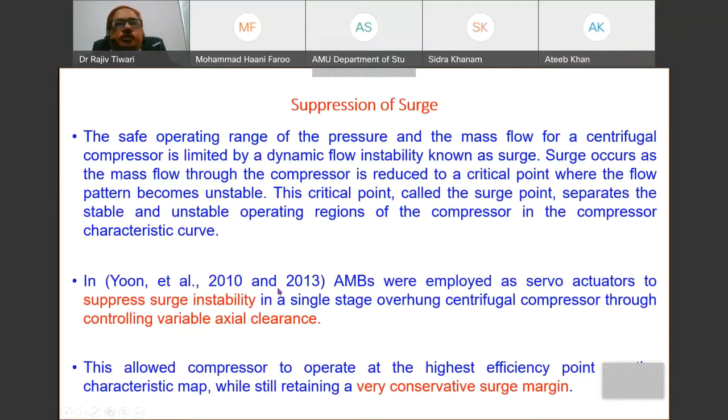So they demonstrated that we can suppress the surge instability in the pump. Especially it occurs if there is a large clearance between the compressor blade and the casing, then there is a possibility of a reversal of the flow, and that may give instability. So using this magnetic actuator, they control the clearance between the blade and the casing, and then they could run the compressor in the stable zone using this device.